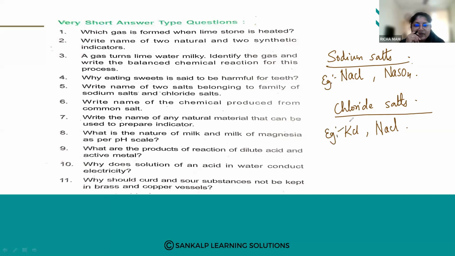So these are the examples of sodium salts and chloride salts. Okay, next question. Write the name of the chemical produced from common salt.